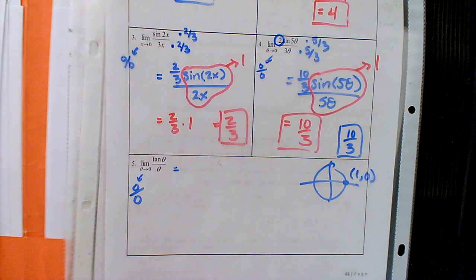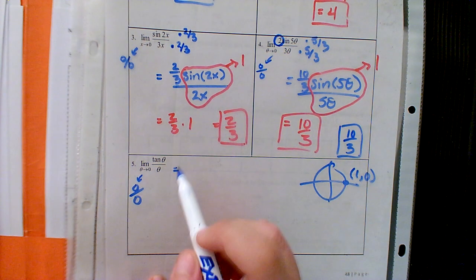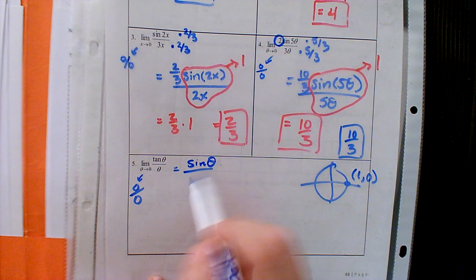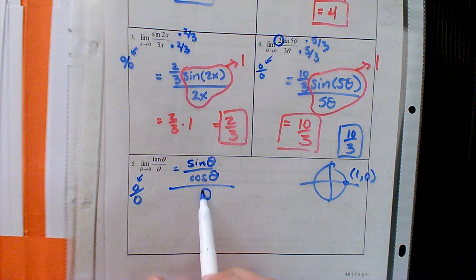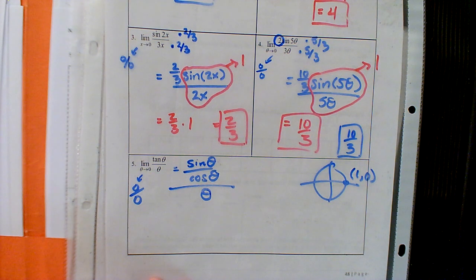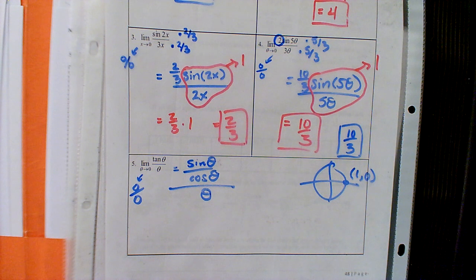Can we rewrite tangent as what? Sine over cosine. And that's all over theta. So we started with one fraction, but now we actually turned it into two, so we do have some fraction work to do. What do we want to go from there?